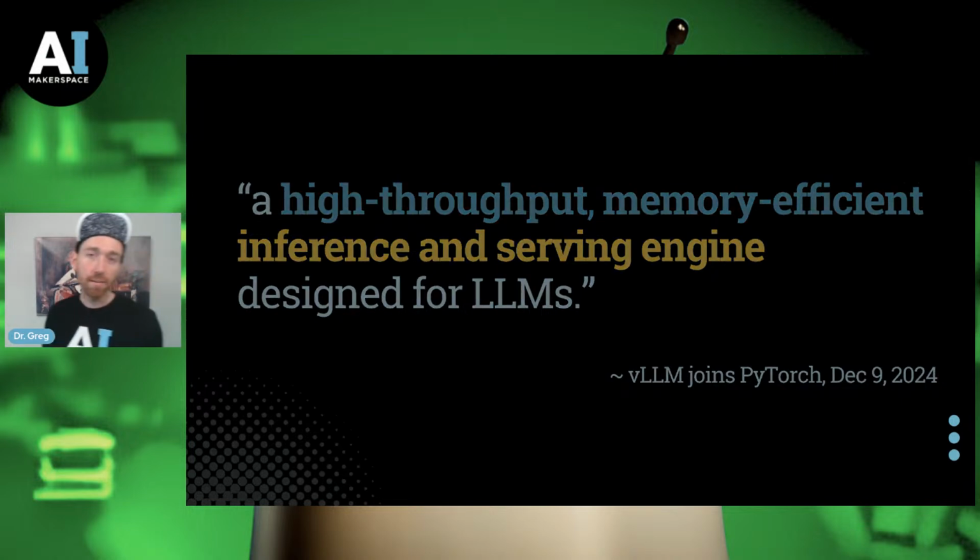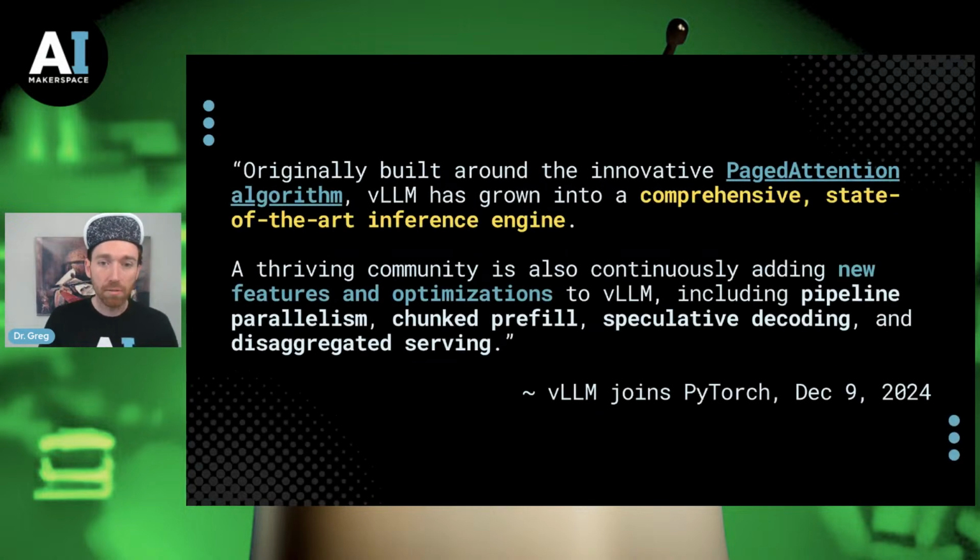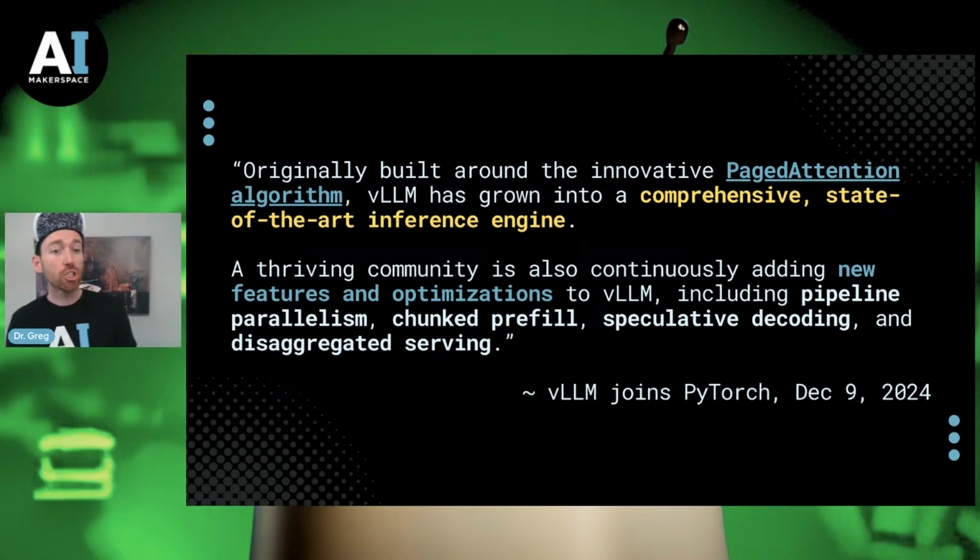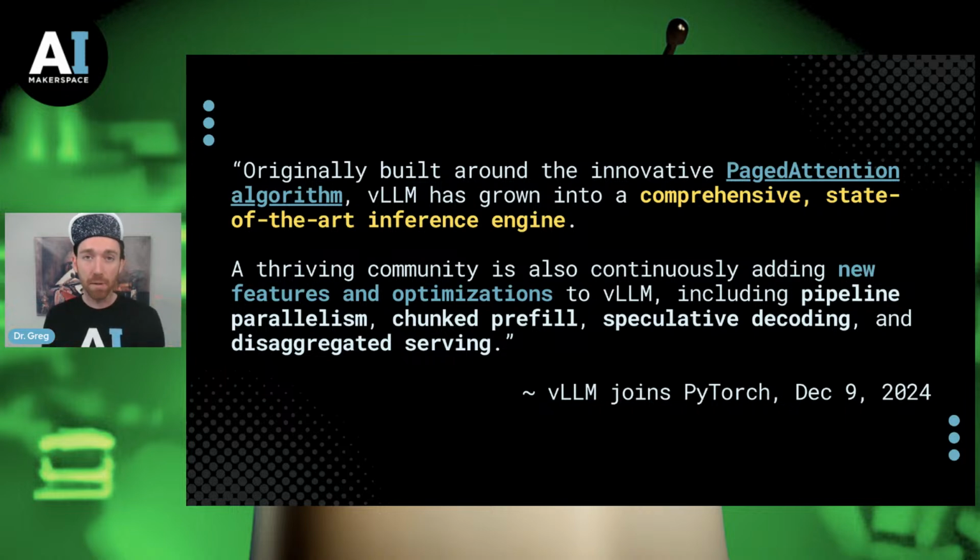They go on to say, and they've done a ton of work, obviously, over the last couple of years, that while they were originally built around their paged attention algorithm, kind of smartly doing attention calculations, vLLM has now grown into more of a comprehensive state-of-the-art inference engine. The thriving community has also continuously been adding new features and optimizations, including pipeline parallelism, chunked prefill, speculative decoding, disaggregated serving, and more. All of these things add up to faster inference at scale and hopefully also higher throughput.